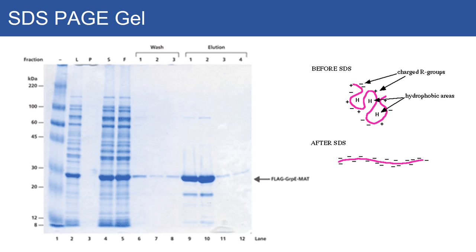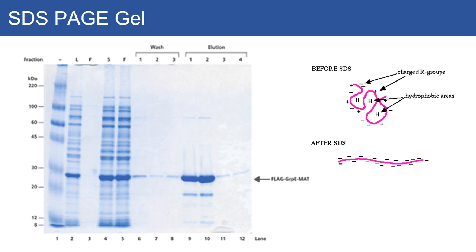SDS is a detergent. If you look over here on the right, you can see that when we take a protein sample, any protein sample, and put it in SDS, it's going to denature the protein. You can see before we have a globular protein. Afterwards, SDS linearizes it and gives it 2 negative charges per amino acid residue.